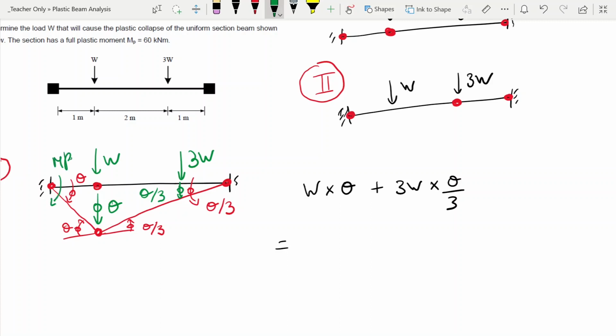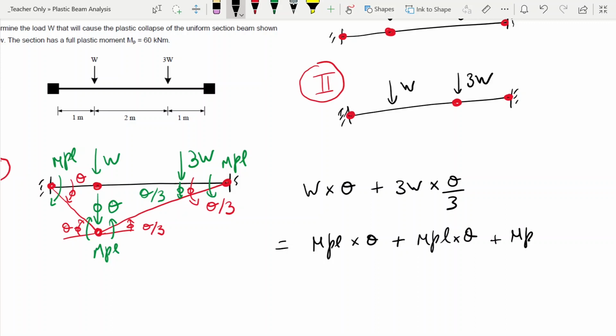So we have a plastic moment here, another one, two more here, we have another one here, and now we're in a situation to calculate this. So the first one on the left should be MPL times theta, plus we have another one, MPL times theta at the second hinge. We also have in the second hinge an MPL times theta over 3, and now we have another MPL times theta over 3 at the right support.